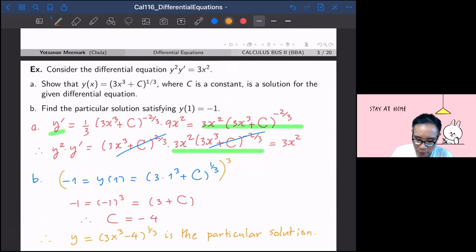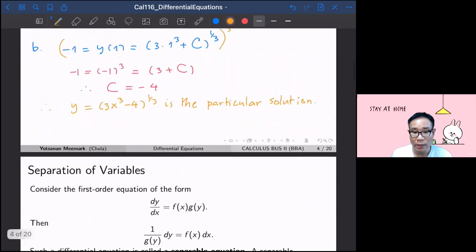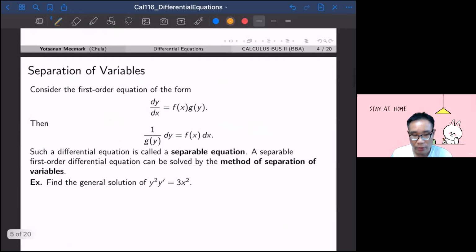And if you write this differential equation, it's going to be y squared dy/dx equal to 3x squared. And you see also that this can be written as y squared dy equal to 3x squared dx. So you see that we can separate the variable y on one side. You have y only on one side and x only on the other side. So this is a special differential equation that is kind of important and allows us to solve the differential equation nicely.